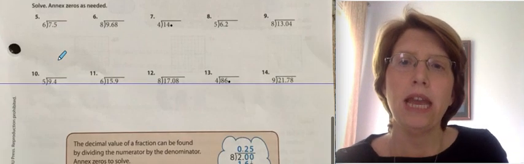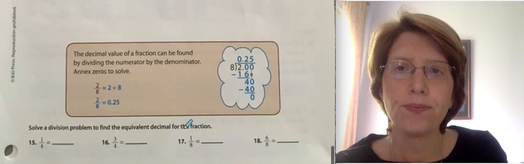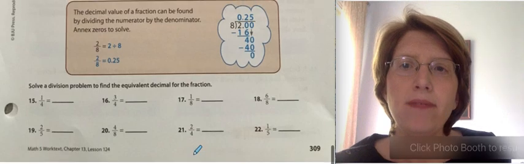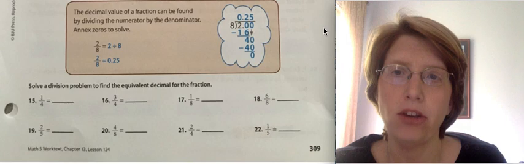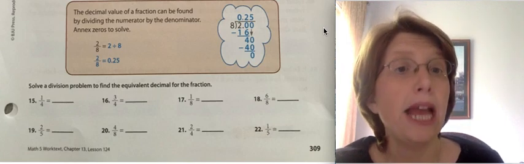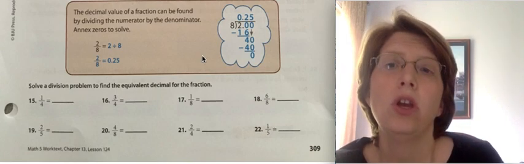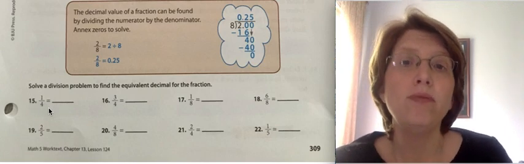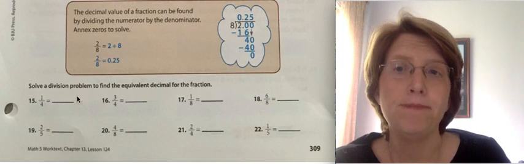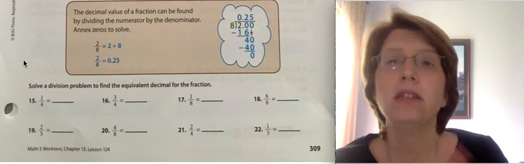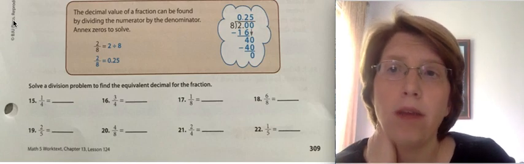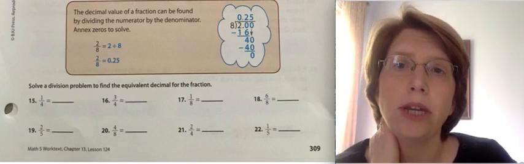Okay. Now, let's look at the bottom. The decimal value of a fraction can be found by dividing the numerator by the denominator. And then you add zeros to solve if you need to. For example, if I want to know what the decimal for 1/4 is, okay, I'm going to divide 1 by 4. I may need a clean sheet of paper here.